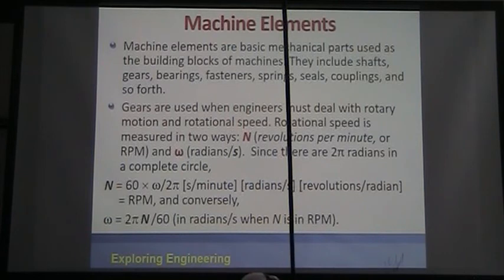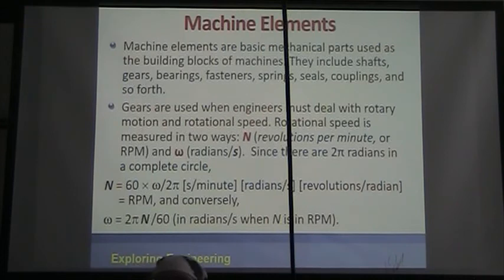So, machine elements are basic mechanical parts used as the building blocks of machines. They include shafts, gears, bearings, fasteners, springs, seals, couplings, and so forth. I hate it when they say and so forth. All right, so gears are used when engineers must deal with rotary motion and rotational speed.